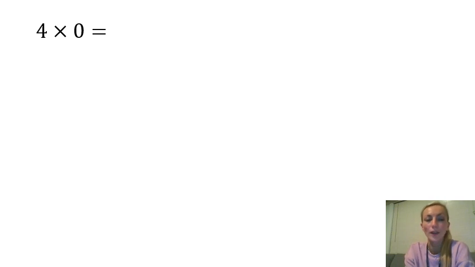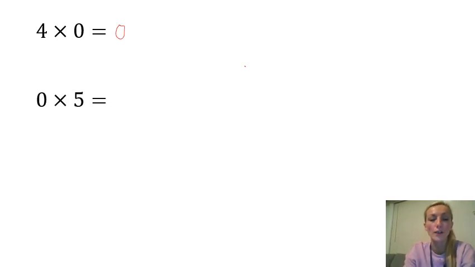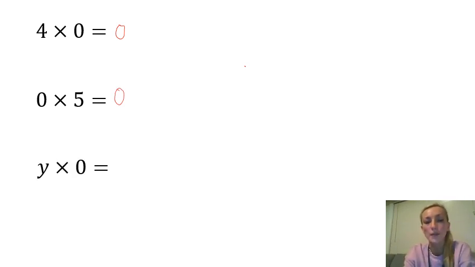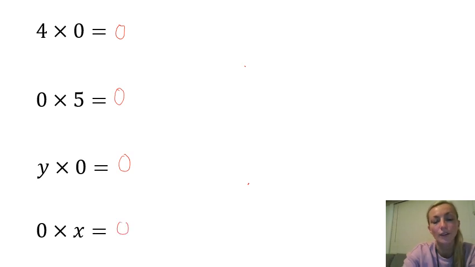To start with, what does 4 times 0 equal? 0. 0 times 5? 0. What about y times 0? Yep, that also equals 0. And 0 times x? 0. So anything that's multiplied by 0 gives us the answer 0.